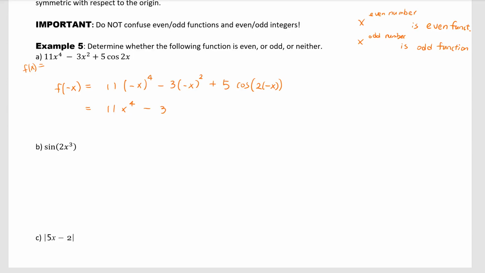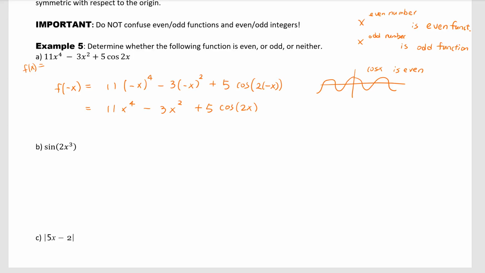What is minus x squared? Well, that's just x squared. And cosine, do you know what cosine looks like? The cosine graph looks like this. You can see cosine is symmetric about the y-axis, so cosine is an even function. So when you have an even function, the negative you can just ignore.